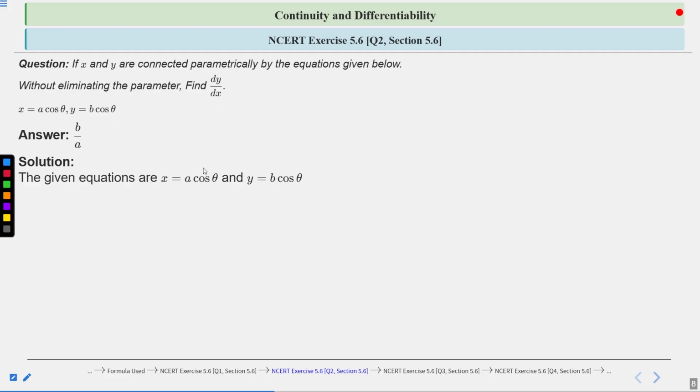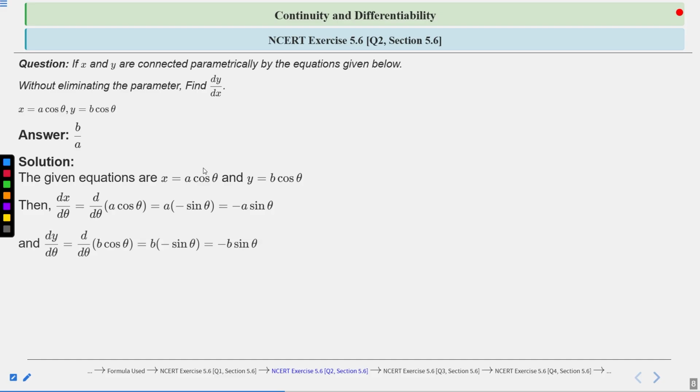So the given equations are x is equal to a cos theta and y is equal to b cos theta. Then dx by d theta is equal to d upon d theta of a cos theta, which is equal to a of minus sin theta, which is equal to minus a sin theta. And dy by d theta is equal to d upon d theta of b cos theta, which is equal to minus b sin theta.